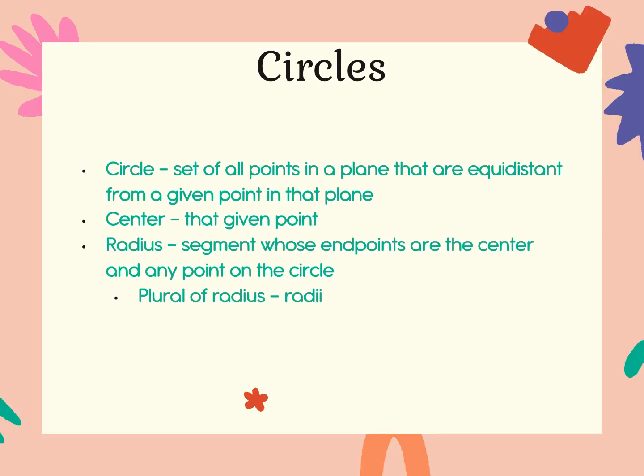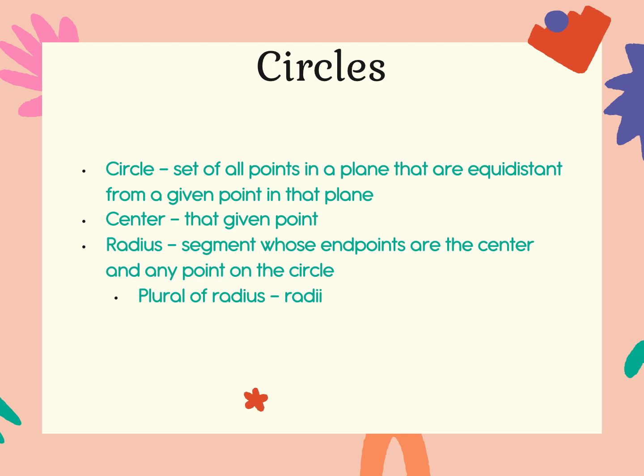So a circle is the set of all points in a plane that are equidistant from a given point in that plane. That given point is called the center. A radius is a segment whose endpoints are the center and any point on the circle. The plural of radius is called radii.